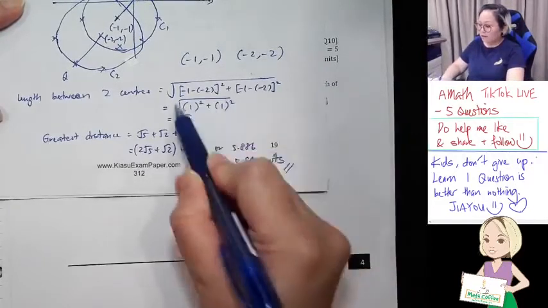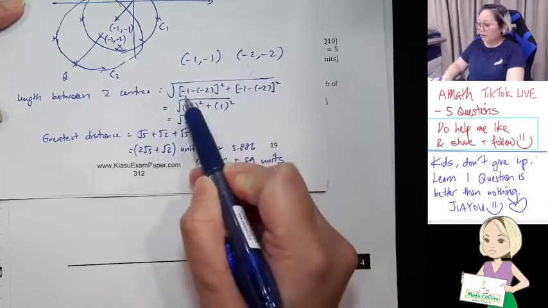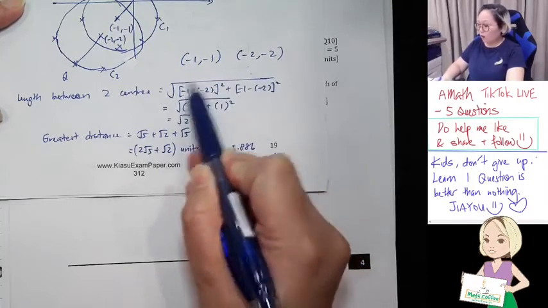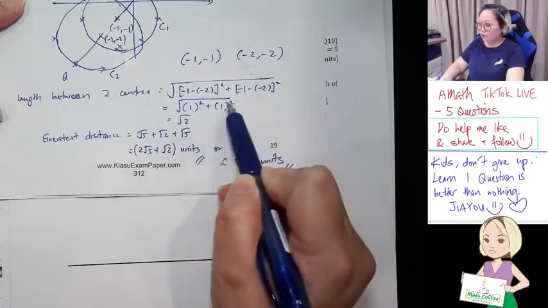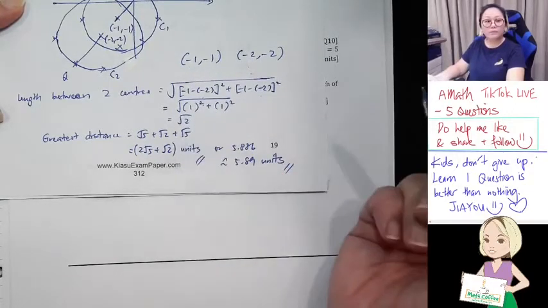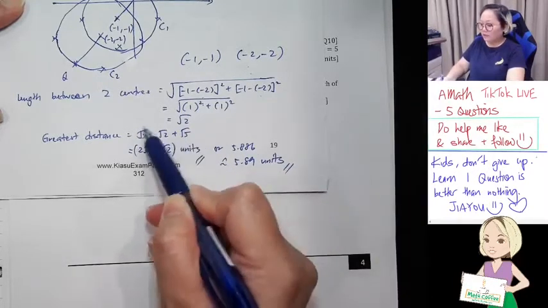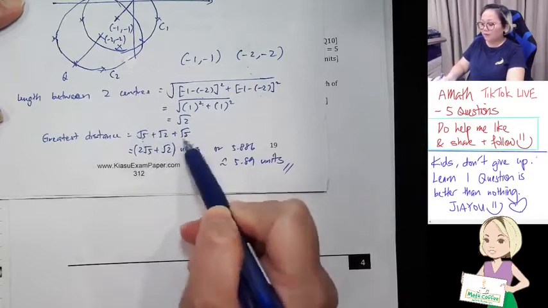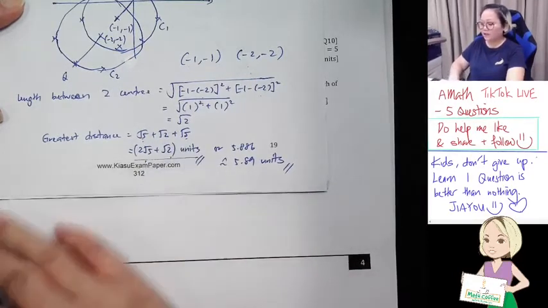You mean this part? I get -1 minus -2, so it becomes -1 plus 2, so it will be 1 squared. So this side also the same thing, 1 squared. So 1 squared plus 1 squared is square root 2. And the 2 radii are square root 5, then add them. This and this are like terms. So square root 5 plus square root 5 is 2 square root 5. So plus square root 2, so this is the greatest distance.